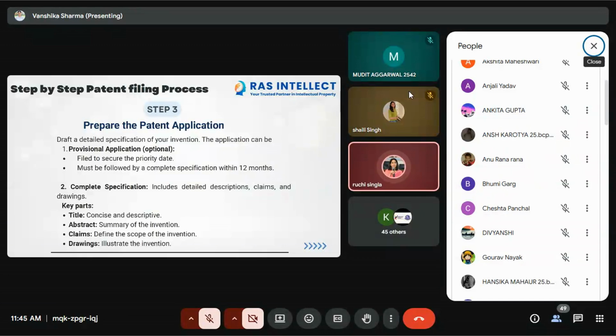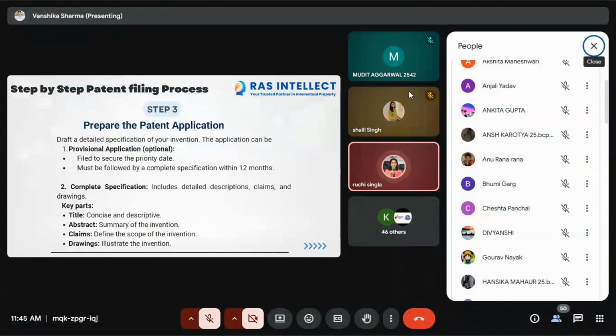Then next is preparing the patent application. Draft a detailed specification of your invention. The application can be a provisional specification or a complete specification. Generally, pharmacy students or biotechnology students, because most of their work is in the lab, go for the provisional application first. A provisional application is filed just to protect your invention. In the provisional application, not all the details are provided because your work is not completed. But you know that this is the work for which you want protection of your invention in your name. So you file a provisional application, and within 12 months, you can file the complete specification.